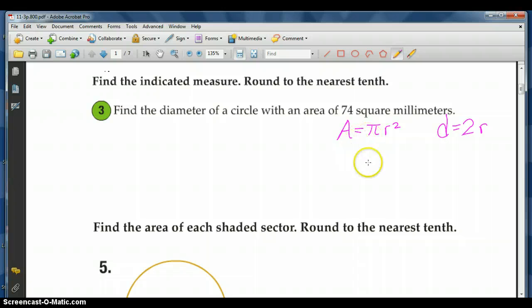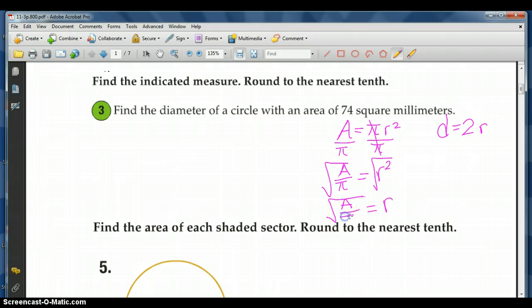So, to solve for radius, first we would divide both sides by pi, and this would cancel. To get r by itself, you must take the square root of both sides. So the radius is equal to the square root of the area divided by pi. And therefore the diameter is equal to 2 times the square root of area divided by pi. So from here we can get our answer.